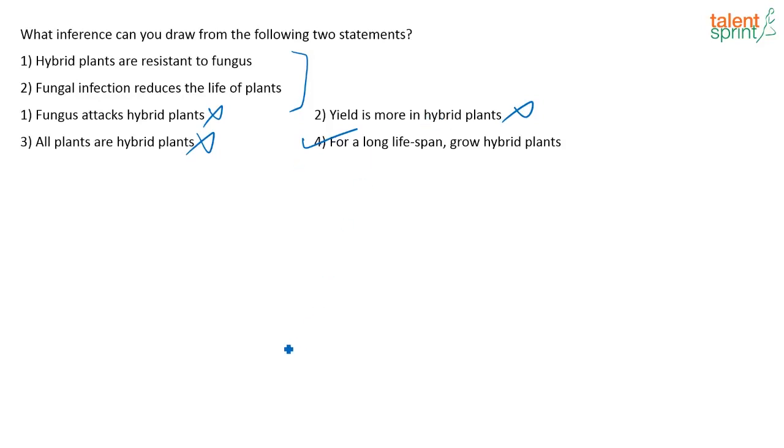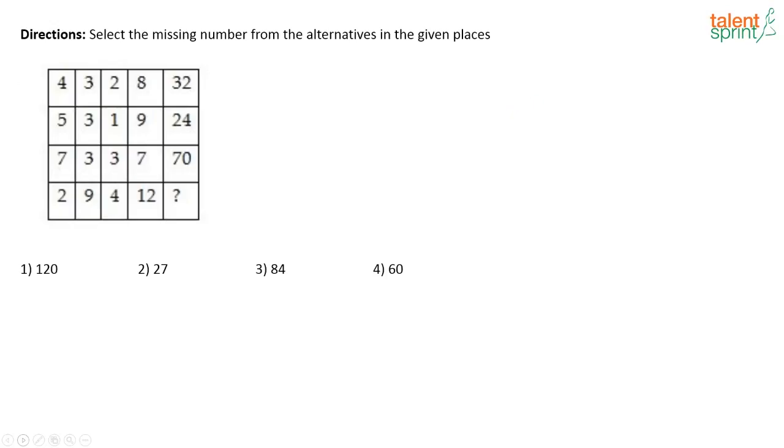So the only logical option that you can infer from this given information is option 4. Next, select the missing number from the alternatives in the given places. What is the answer for this one? What is the logic that is followed here?